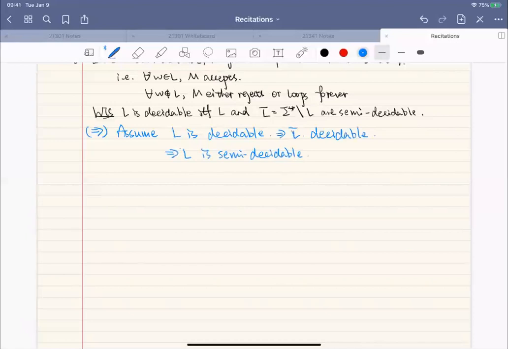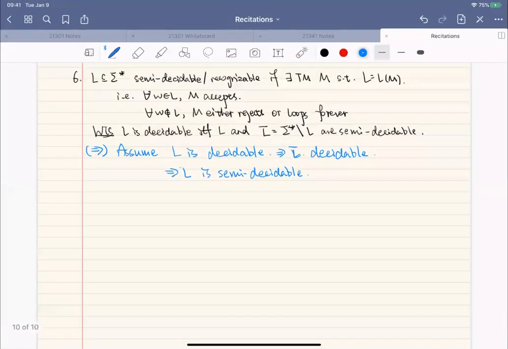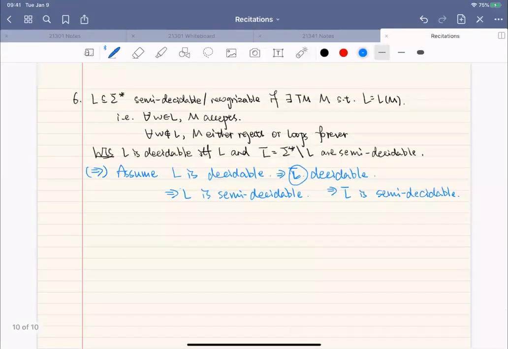The argument here is that if L is decidable, then there exists a decider whose language is equal to L. If we just flip the accepting and rejecting states of that decider, it becomes a decider for L complement. So L complement is also decidable, and this implies that L complement is semi-decidable. Okay, so this is the first direction. For the second direction, we assume that L and L complement are semi-decidable.